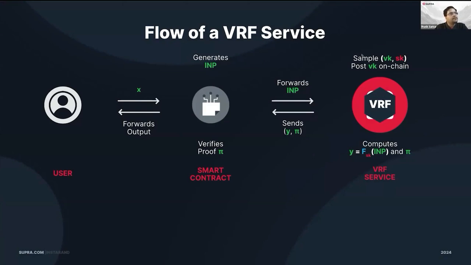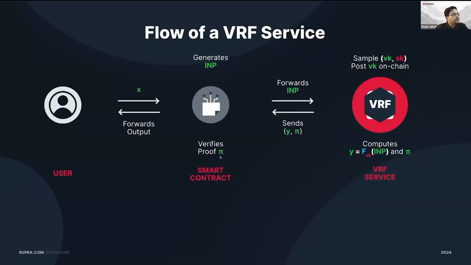And this VRF service has already sampled VK and posted it on-chain previously, so everyone knows it. And this secret key SK is private to it. Now, on being queried on this INP, the VRF service will generate this output Y in a straightforward way, and it will also compute a proof.